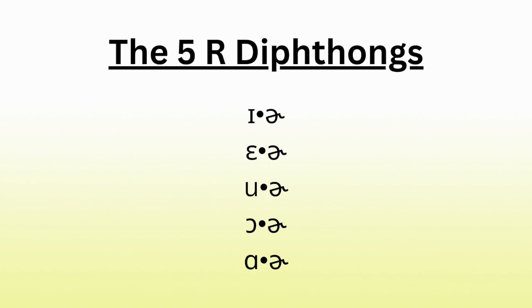And you can also see that the first part of a diphthong is longer than the second part. That's why it has a dot after the first vowel sound and not after the second. So this is how diphthongs should be technically written and understood.